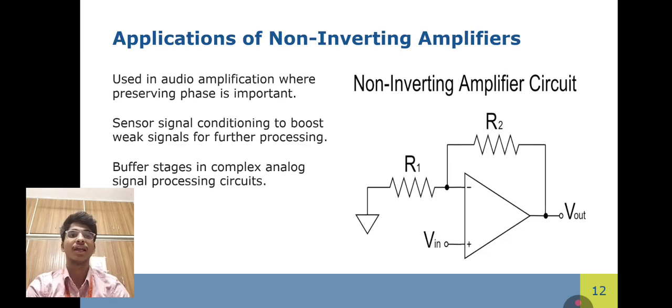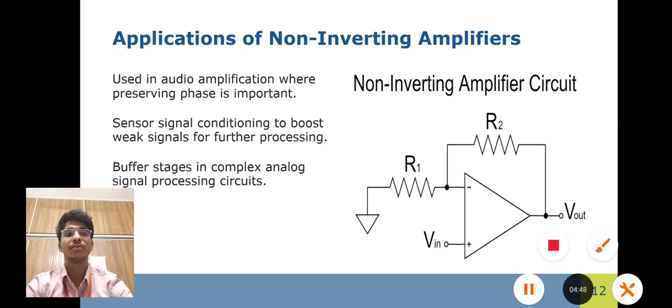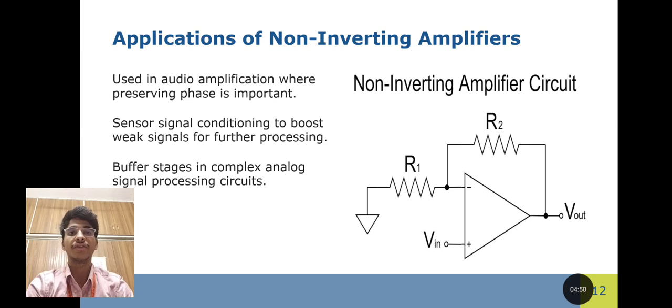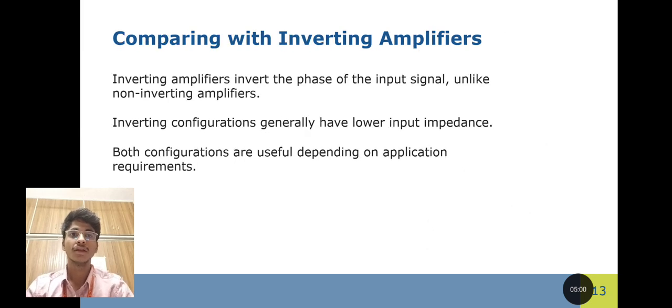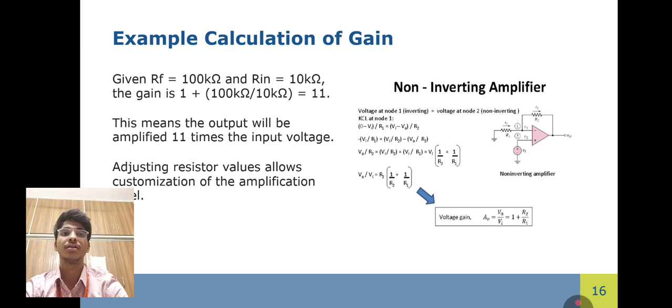Applications of the non-inverting amplifier. Used in audio amplification where preserving phase is important. Sensor signal conditioning to boost weak signals for further processing. Comparing with the inverting amplifier: the inverting amplifier inverts the phase of the input signal, unlike the non-inverting amplifier. The inverting configuration generally has lower input impedance.